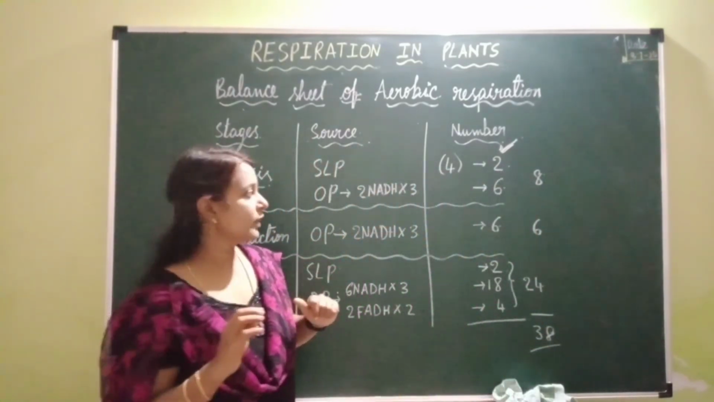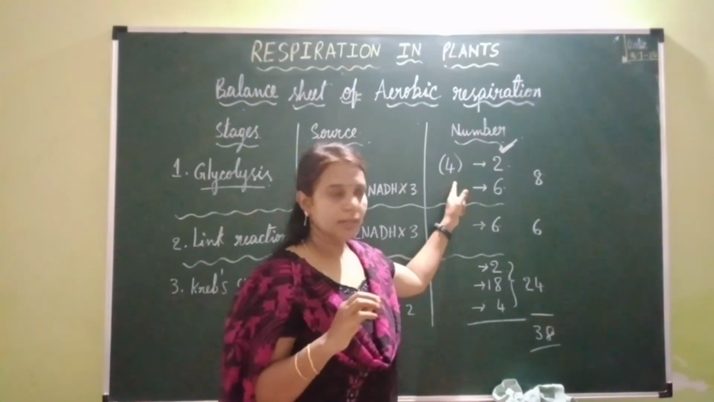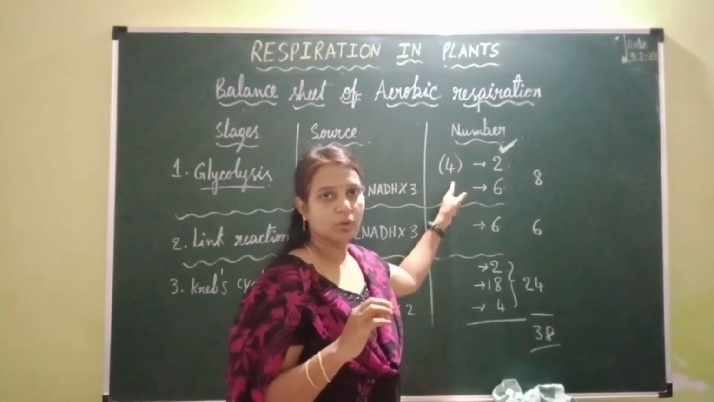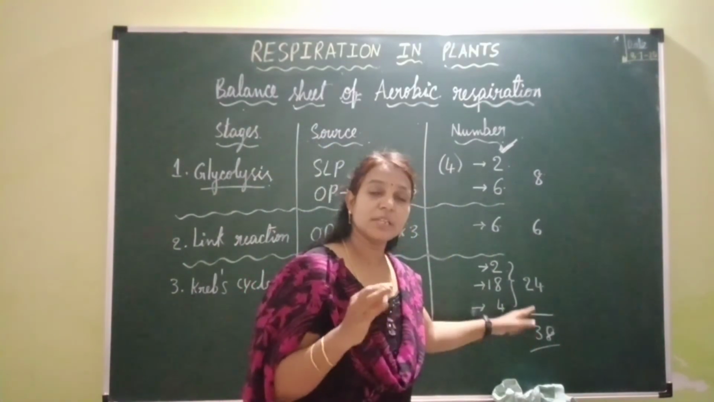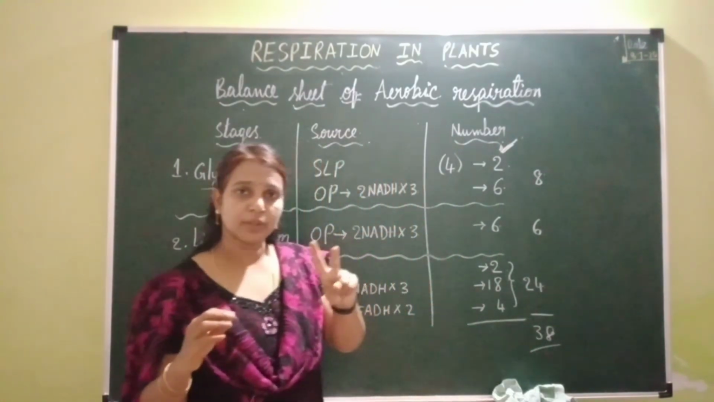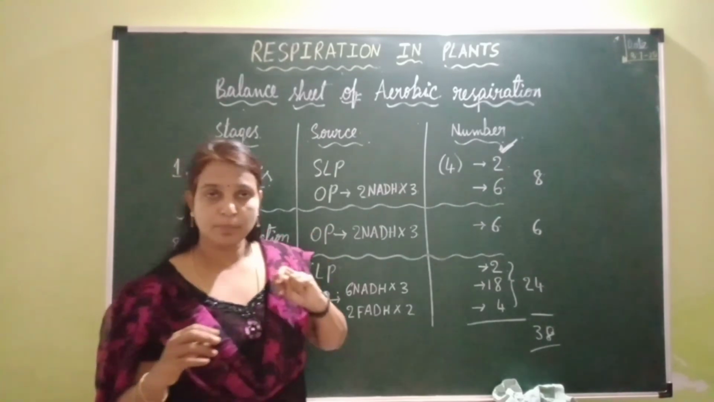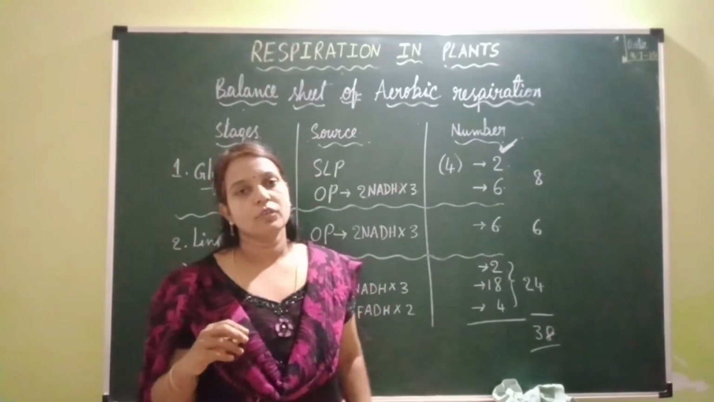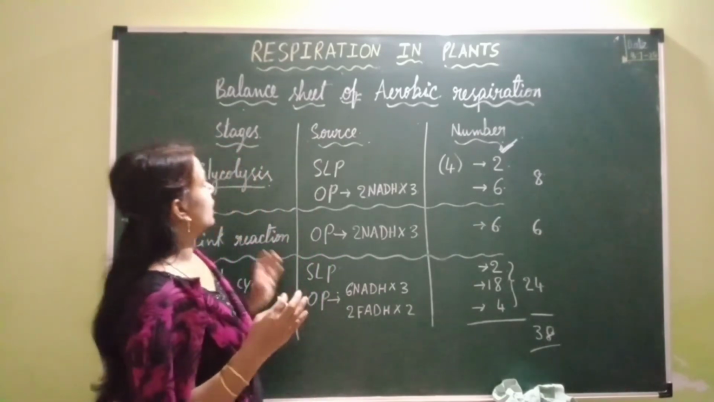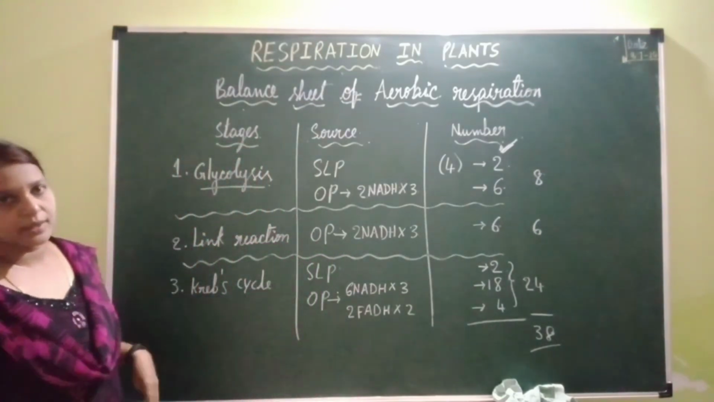So total number of ATP means 40 if we include these two ATPs also of glycolysis, and net gain of ATP means 38, because among 40 ATPs, 2 ATPs are utilized, that is in the first step of glycolysis and third step of glycolysis. So net gain of ATP is 38. So this is all about the balance sheet of aerobic respiration.